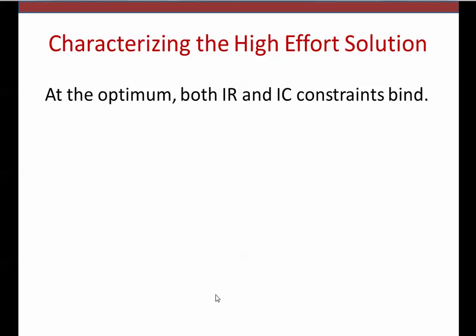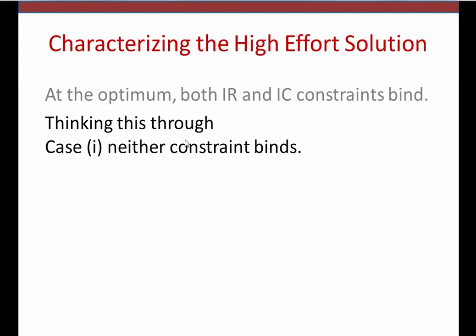We're going to now characterize the high effort solution, and the claim is that at the optimum both the individual rationality and the incentive compatibility constraints bind. We're going to think this through.